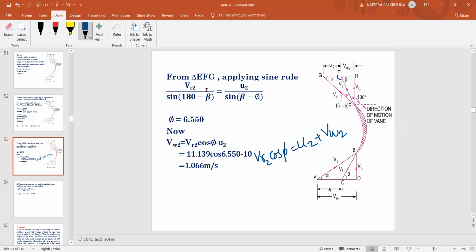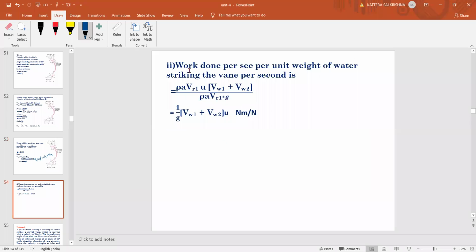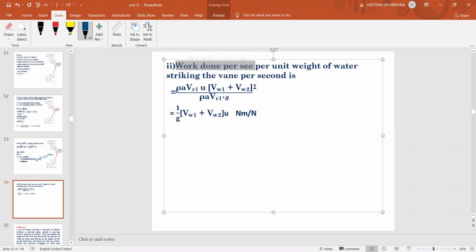Right. So next we'll go for the second step. What is asked? Work done per second. We know the formula. Only the top one you can see. Work done per second is rho A VR1 into U into VW1 plus VW2, up to here. But what he's asking is work done per unit weight of water striking the vane per second. What is this? Weight of water. So we know the mass of water, rho A VR1, mass per second. Water striking the vane per second. Weight per second is asked.